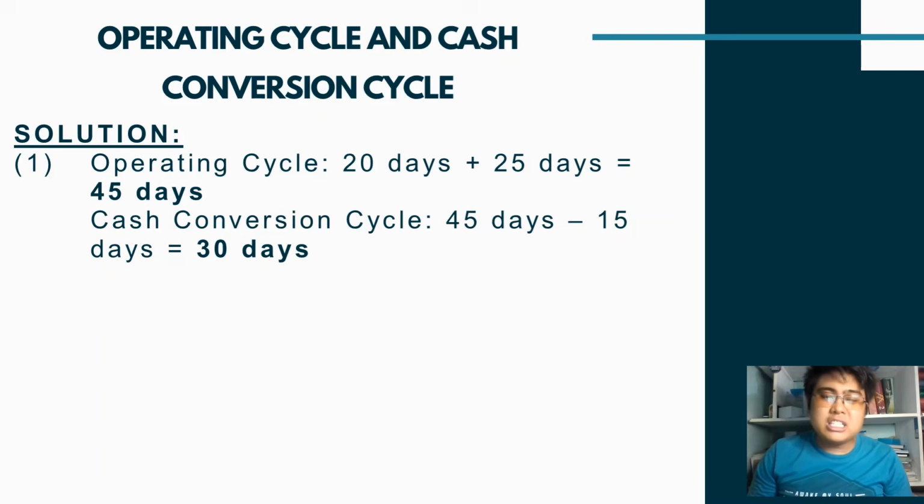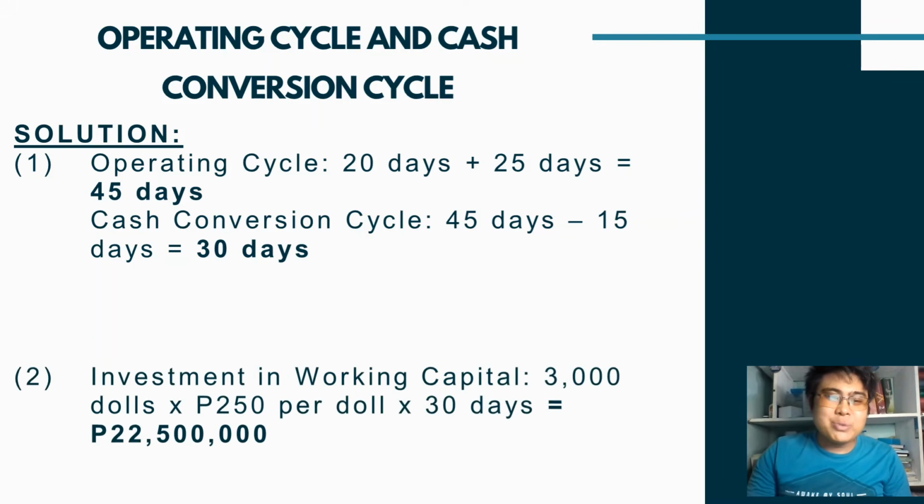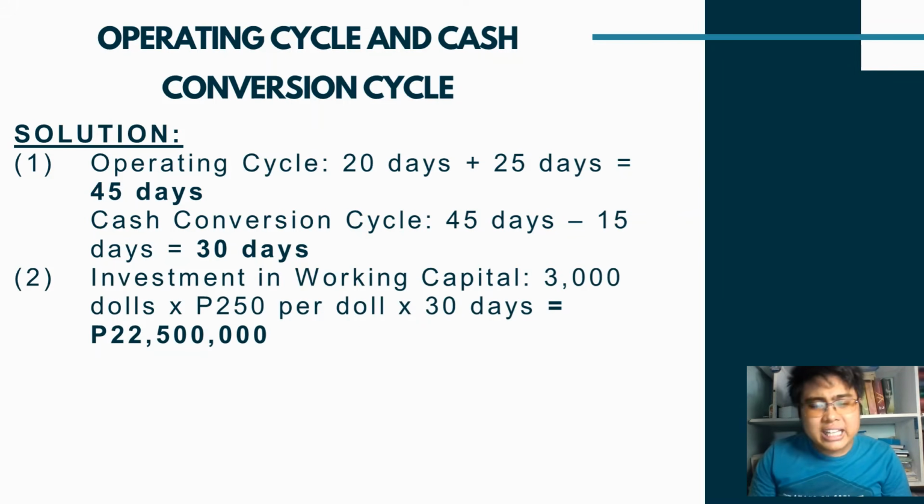Okay, so let us finish this sample exercise. Let us proceed to number 2. Ang tinatanong ng number 2, magkano ang kailangan kong i-invest sa working capital? And again, I'll repeat, ano ang basihan natin kung magkano ang i-invest sa working capital? The answer is the cash conversion cycle. At ilang days ang cash conversion cycle? Ilang araw ang kailangan mo pondohan? 30 days. Ngayon, ang tanong, magkano ba ang ginagastos mo araw-araw?